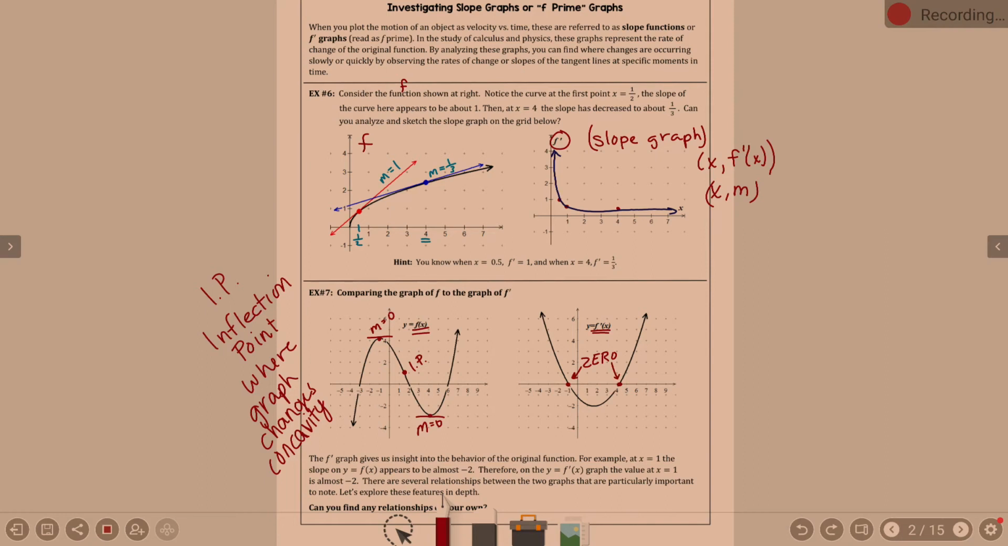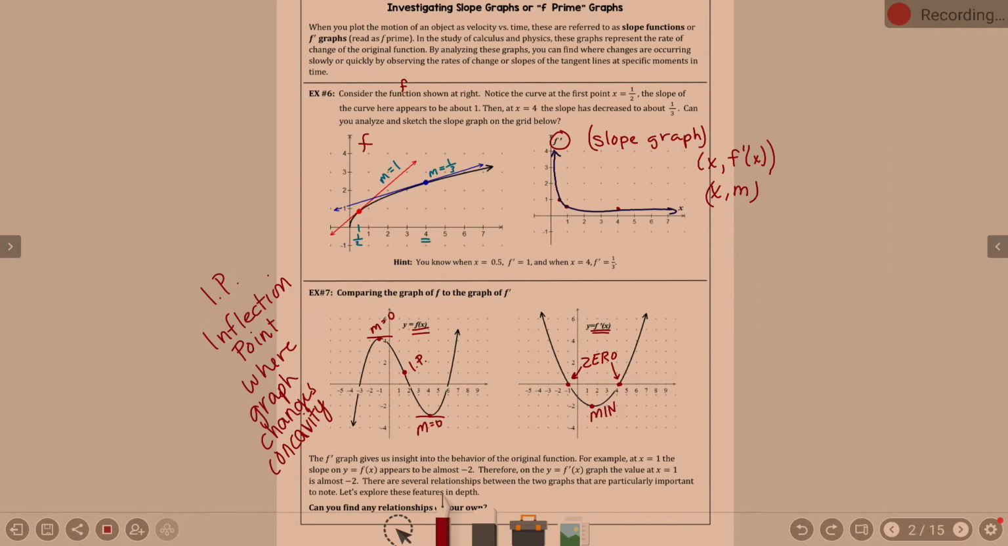So my mins and maxes became 0. What does my inflection point become? Inflection point somewhere between 1 and 2. What do you know is on the slope graph here? Between 1 and 2, where am I? That is a min. And so the idea here, as we change from concave down to concave up, we have a minimum.